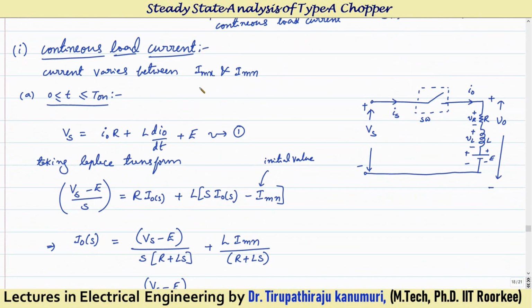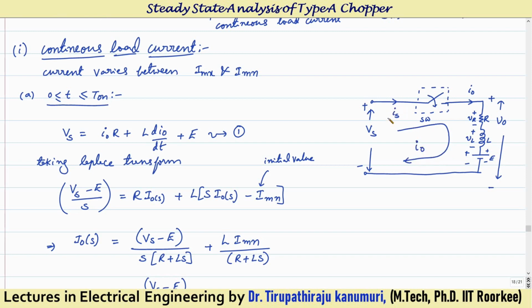That means the current is varying between some maximum value and the minimum value, that I am representing by Imx and Imn, minimum value. So between 0 to Ton, during this much time, because your switch is closed, your supply voltage is directly connected across your output. So because of that, the current will circulate. So let us assume this is my current circulating.